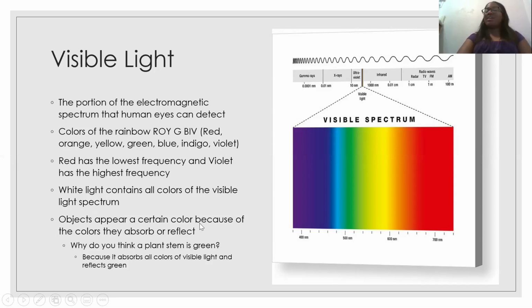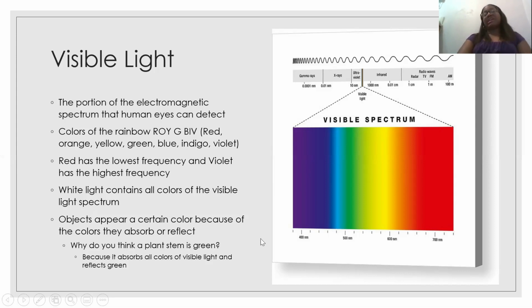White light contains all colors of the visible light spectrum, so all of these colors can be summed up to just be white light. So if we wanted to put a white light sign here, this would be all the colors of the rainbow, all the colors that we can see.